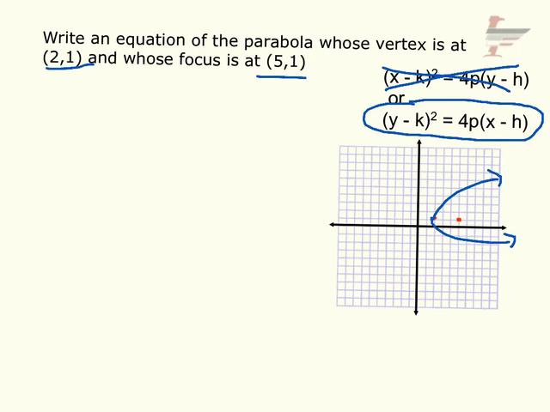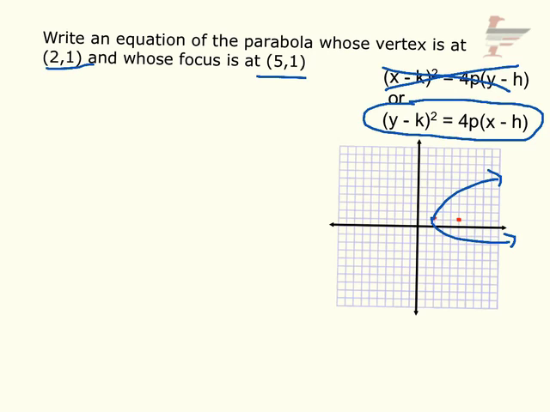Now, you do not have to graph this, so you can also note the points have the same y value, (2, 1) and (5, 1). Since they have the same y value, it's going to be a horizontal parabola. If they had the same x values, they'd be vertical parabolas, so that's always something that might help you out.